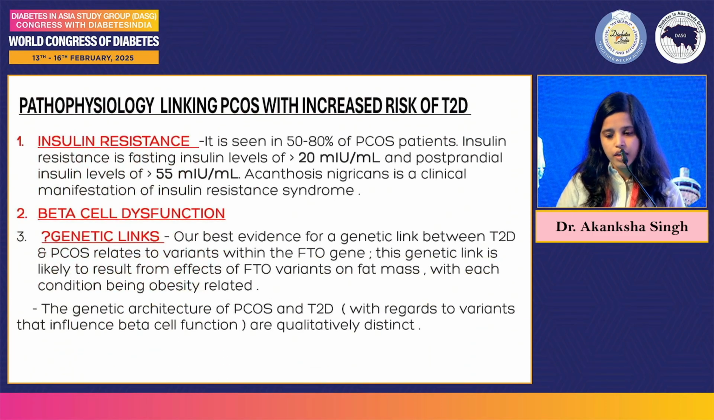So how do we link PCOS with increased risk of type 2 diabetes? What is the pathophysiology behind it? First is insulin resistance. It is seen in about 50 to 80% of PCOS patients. We say insulin resistance when the fasting insulin levels are more than 20 international units per ml and postprandial being more than 55. And acanthosis nigricans is a clinical manifestation. Beta cell dysfunction has also been one of the established risks linking PCOS to increased risk of diabetes. The genetic link is the FTO variant gene, which results from a variant of FTO on the fat mass.